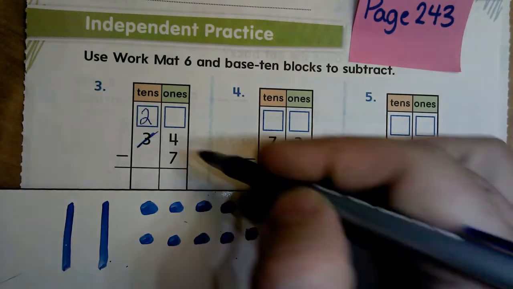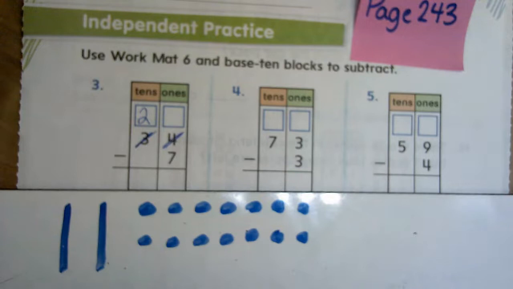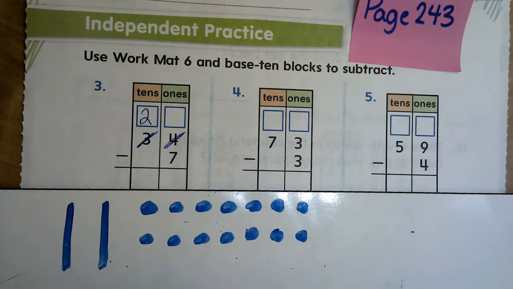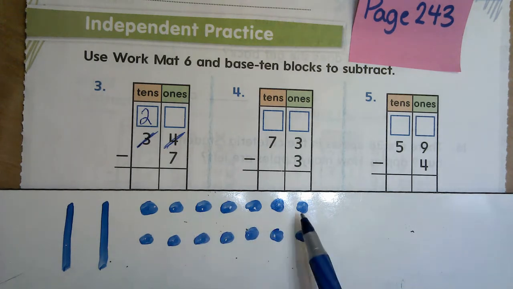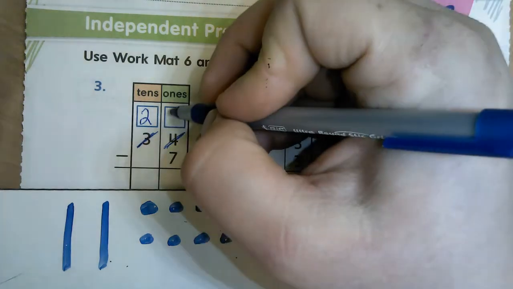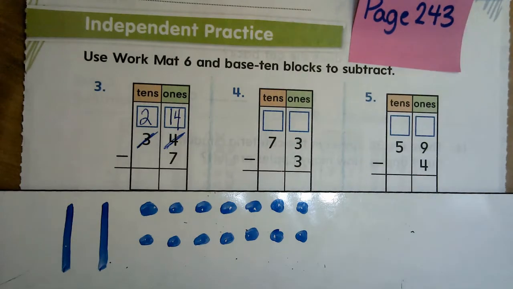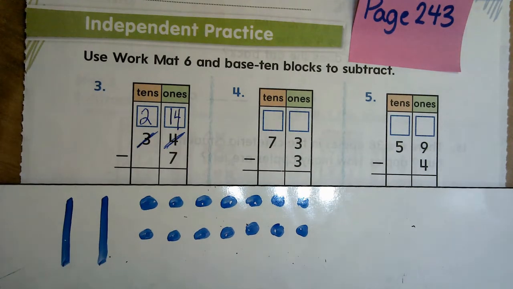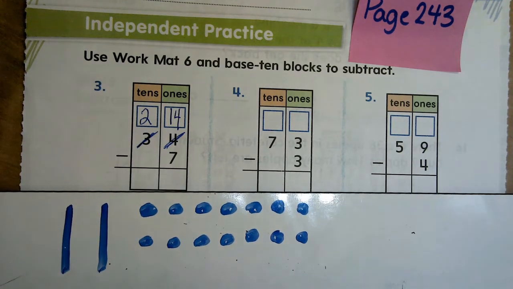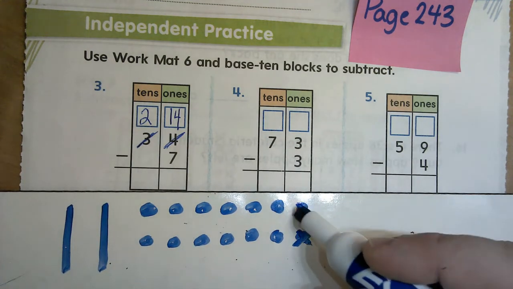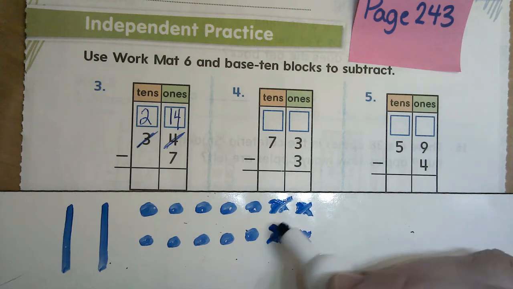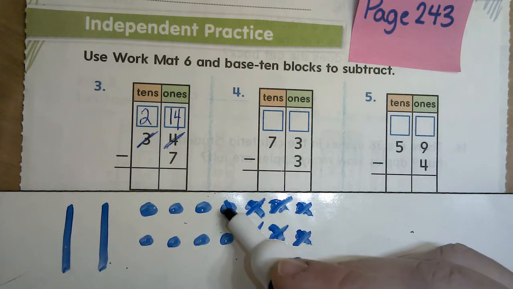Well, now I need to cross off my 4 because I just brought in a whole bunch more 1s. How many 1s do I now have? Well, I have 1, 2, 3, 4, 5, 6, 7, 8, 9, 10, 11, 12, 13, 14. So I'm going to write 14 up at the top. Well, now I can take away my 7. Now I can cross off my 7 because I have more on top. So let's do it. We've got 1, 2, 3, 4, 5, 6, 7.